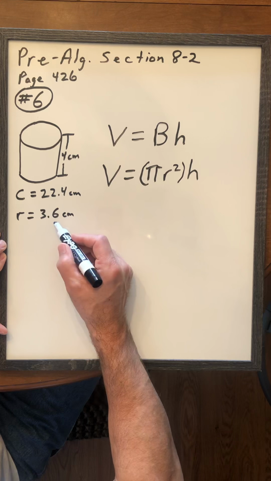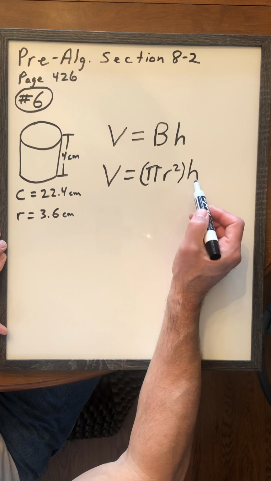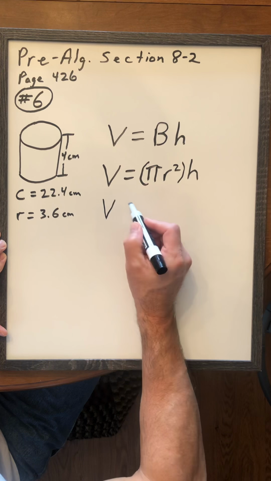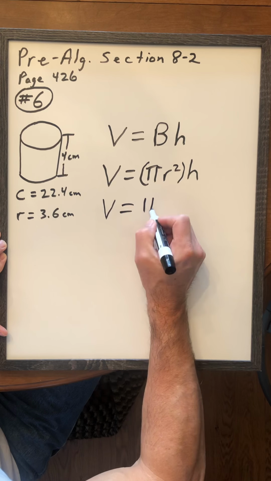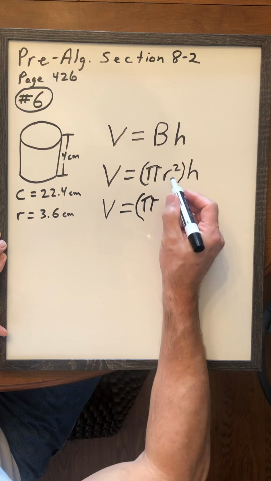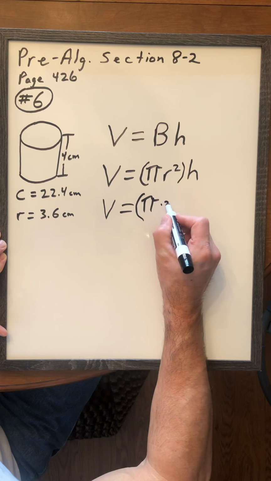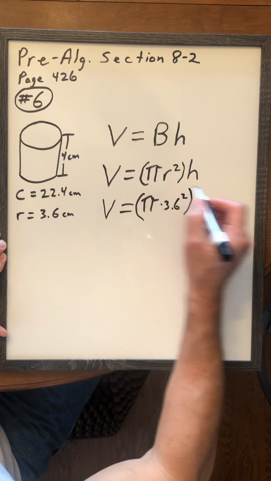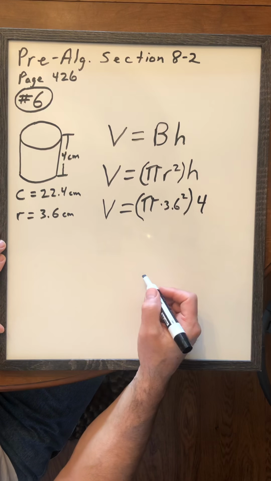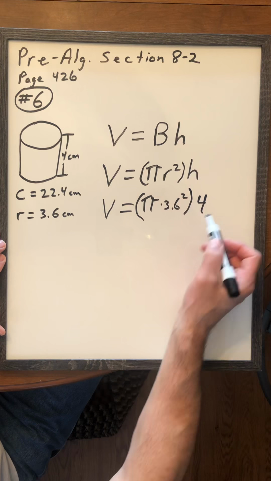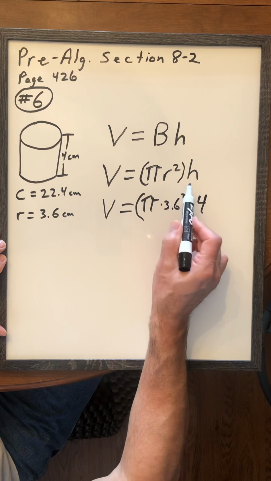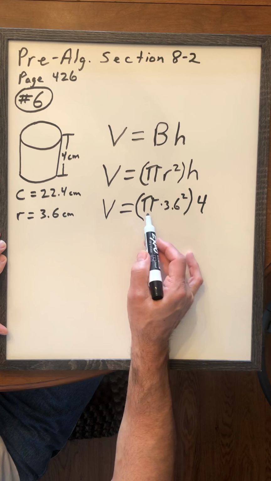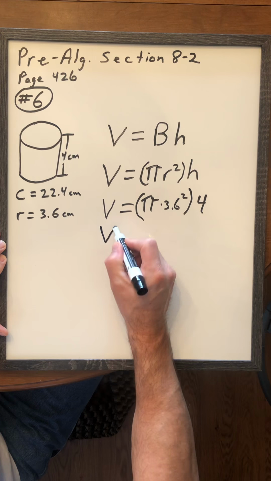Now I can plug in my r, and I can plug in my height, and I can find the volume. And so V equals, I'm going to leave pi in there for right now. My radius is 3.6, and I've got to square that. And then my height is 4. So I'm plugging in my radius, plugging in the height. So once you get your formula, plug in the numbers for the radius and the height, and now we can simplify. We're going to leave pi in there for right now.